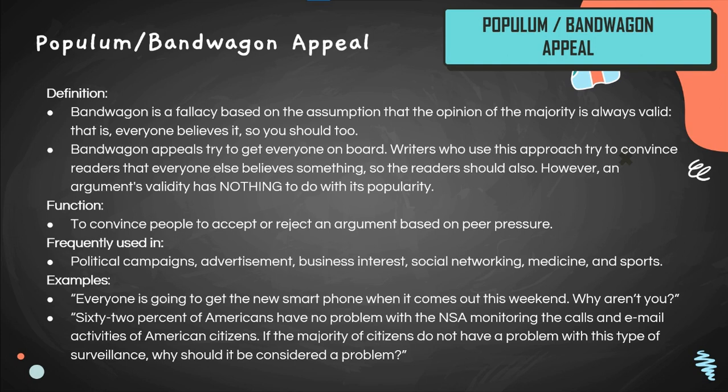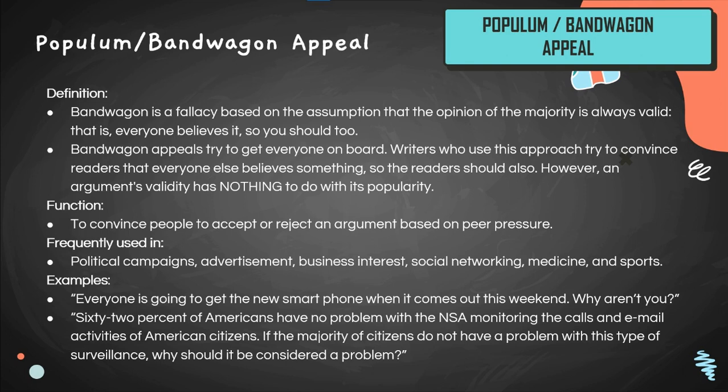So what is the function of populum or bandwagon appeal? Easy. From the definition, we can see clearly that the aim is to convince people to accept or reject an argument based on peer pressure. You must be familiar with this logical fallacy. It is frequently used in political campaigns, advertisement, business interests, social networking, medicine, and sports. Now let's look at the following examples.